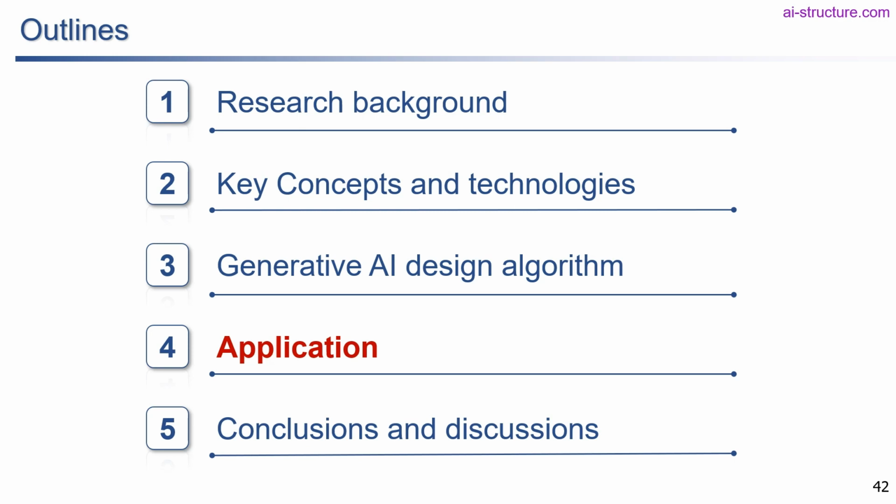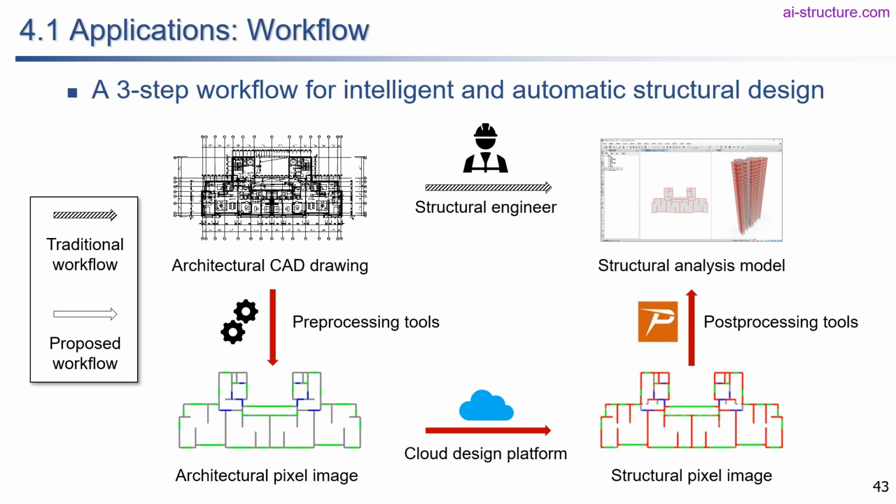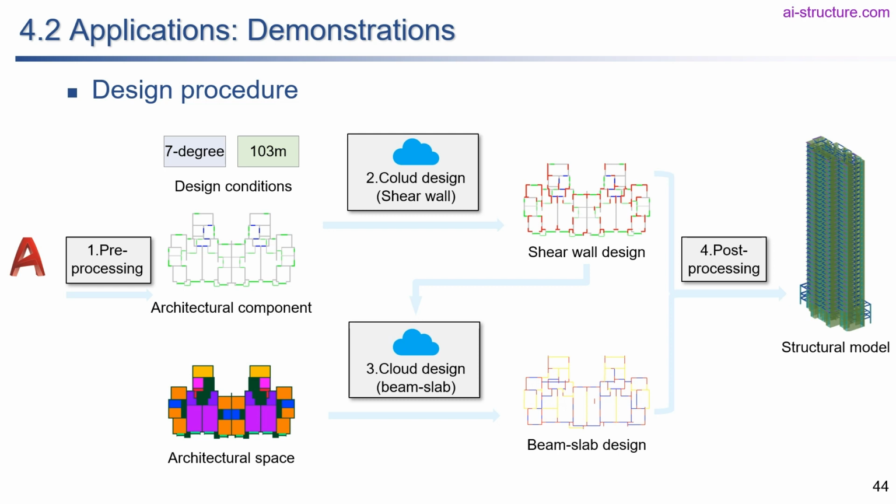Next, introduce the method application. The system is integrated into the design workflow and compatible with mainstream design software. Consequently, the entire structural design procedure can be automatically accomplished. First, the architectural layout image is extracted through CAD pre-processing. Subsequently, the shear wall structure design drawing is generated based on the cloud design platform and then combined with the architectural space layout image. The beam layout image is generated through the cloud design. Finally, the shear wall structure and the beam are combined to generate the complete structural design. The design outcomes are modeled and analyzed by post-processing.